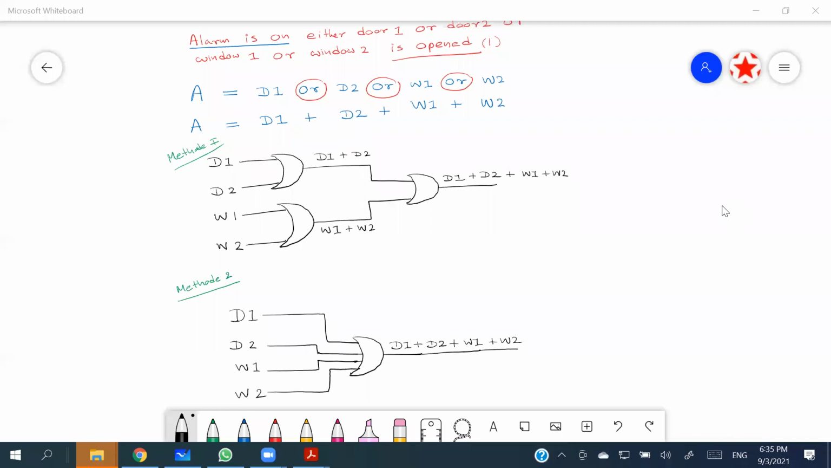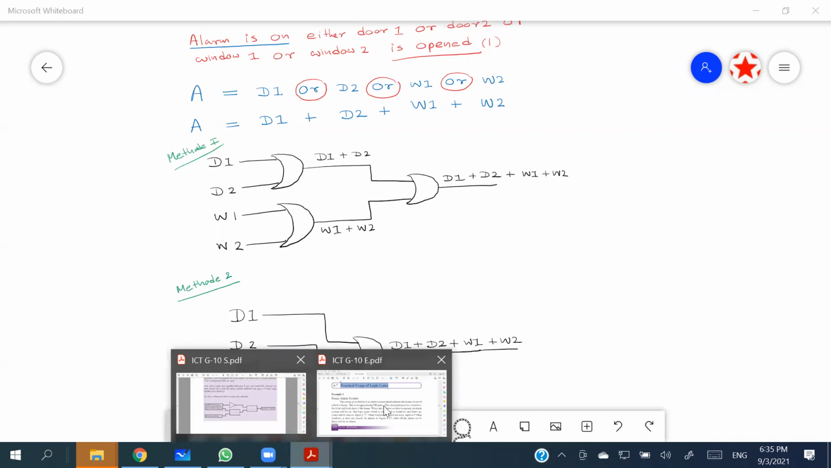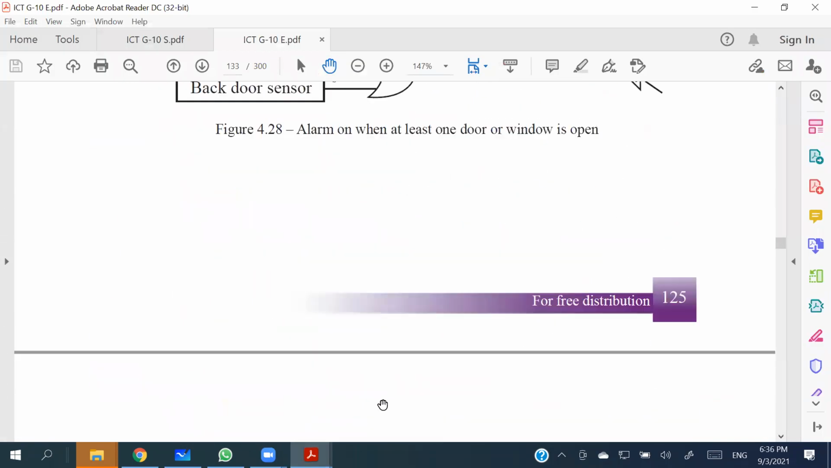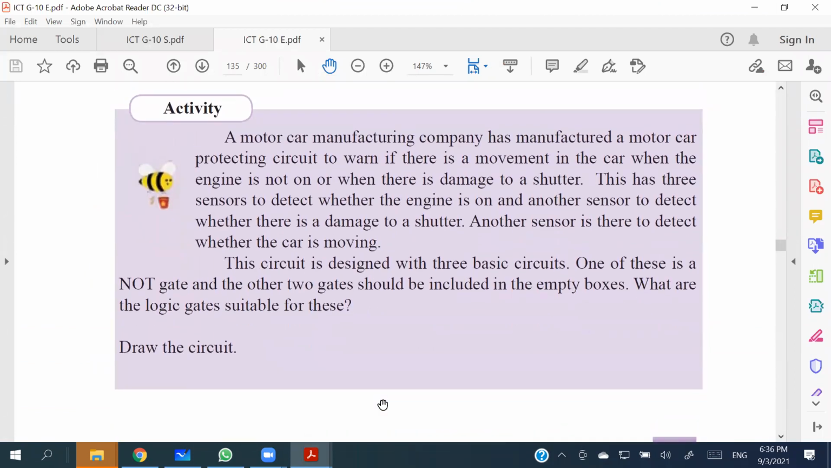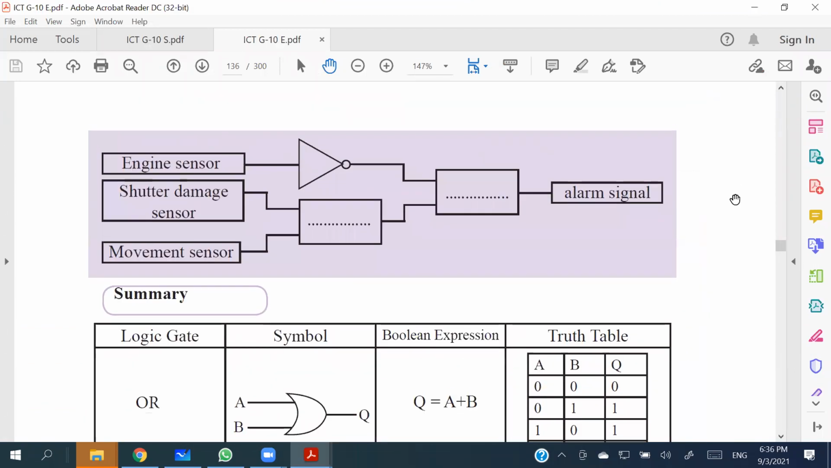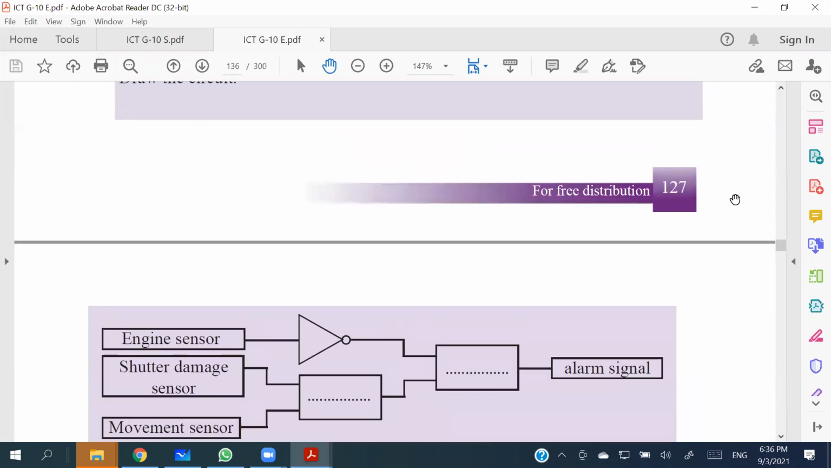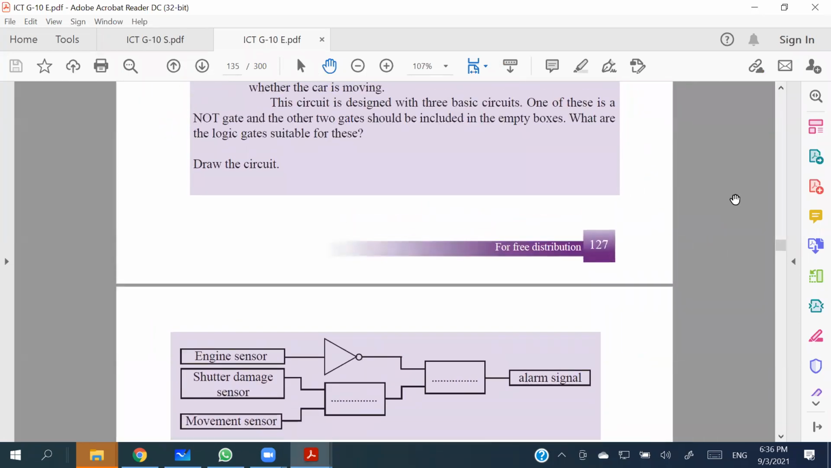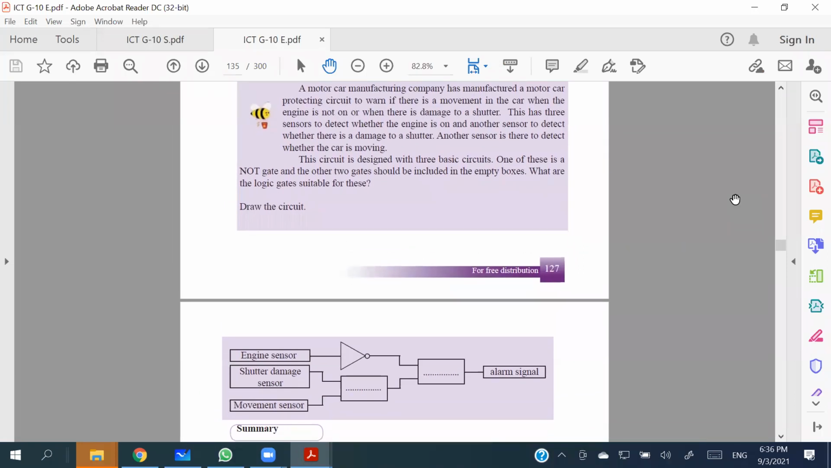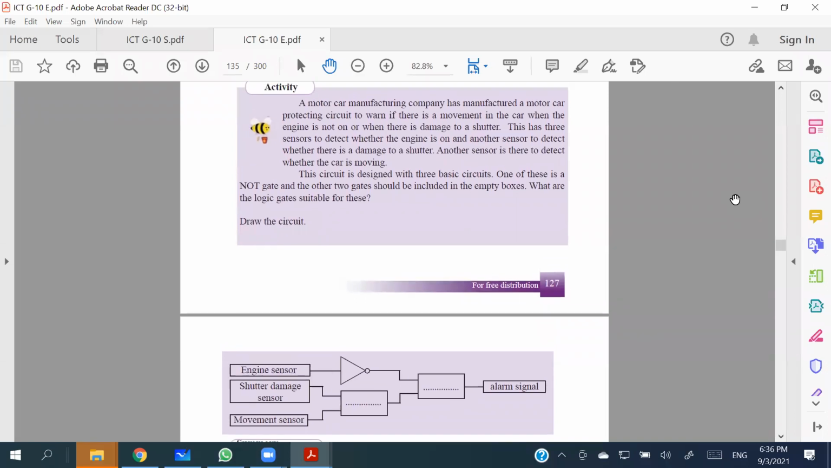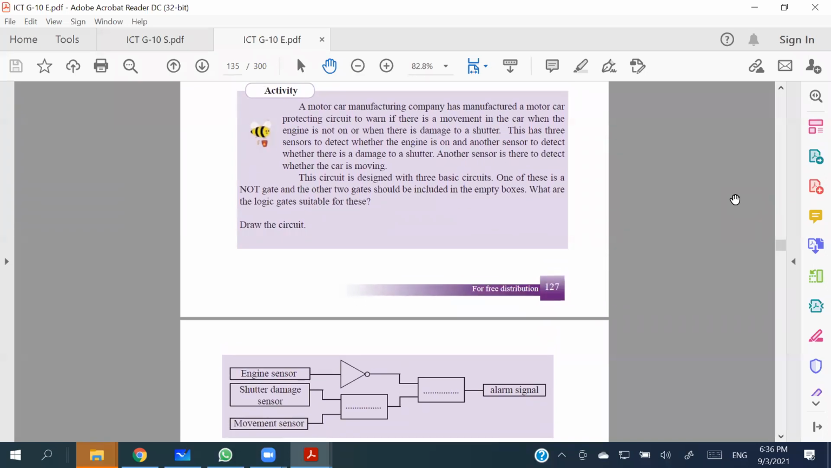All right. So let's try a particular question from your textbook. I want you to try this activity. This activity is given with the circuit on the next page as well. So I want you to try that. Read the question carefully and give it a try. I'll give you 5 to 6 minutes.